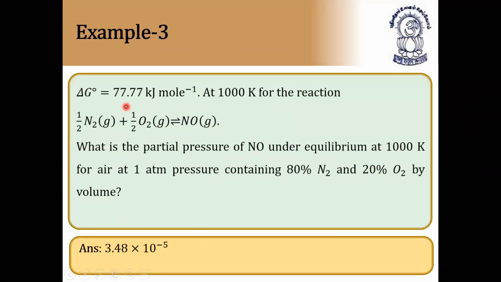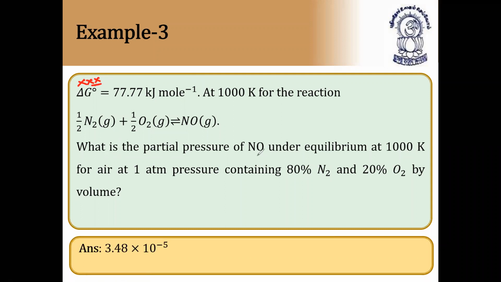Delta G value is given as 77.77 kilojoules per mole. That is the standard free energy change value at 1000 kelvins for the reaction half N2 plus half O2 gives NO. What is the partial pressure of NO? This model is very, very important. These are all advanced level problems, so we have to be very cautious.